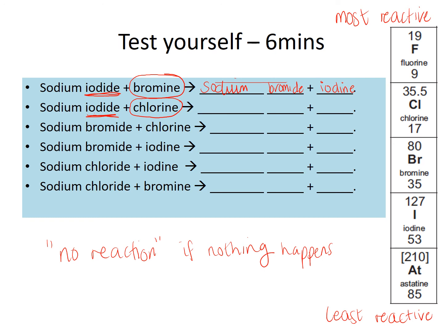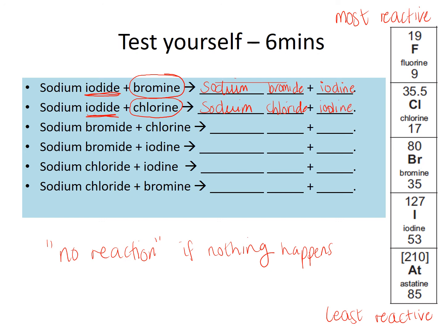Okay, so let's go through the answers. For the second question, we had sodium iodide plus chlorine. We needed to see if a reaction took place. Chlorine is up here, iodine is near the bottom, so we can see chlorine is more reactive, so it will displace the iodide. So my product is sodium chloride and iodine.